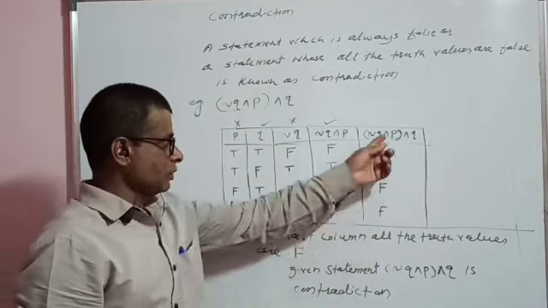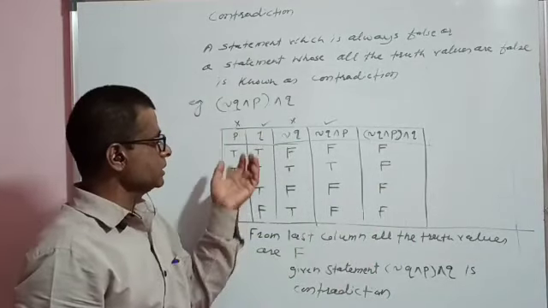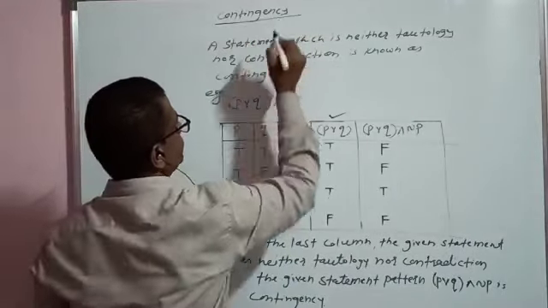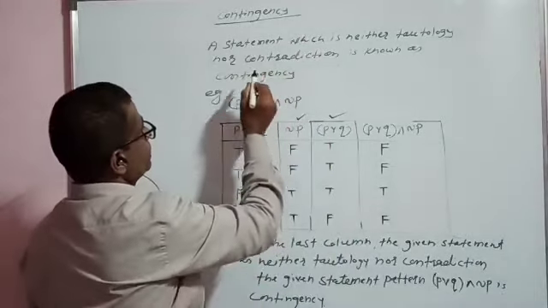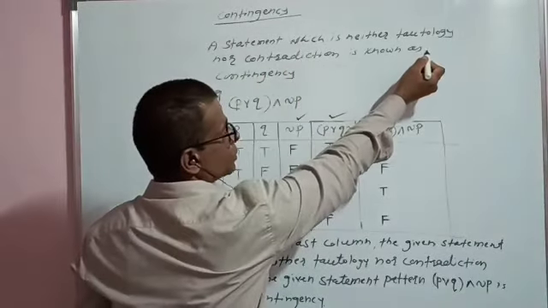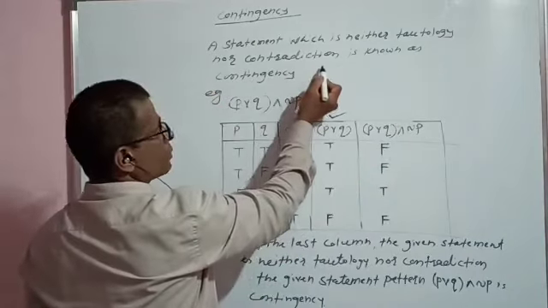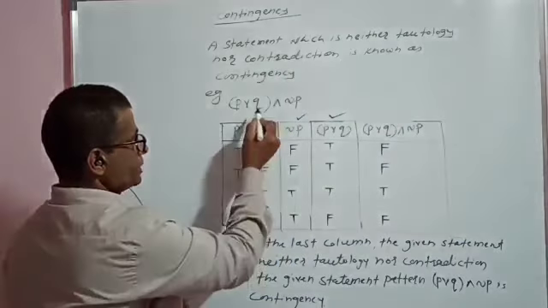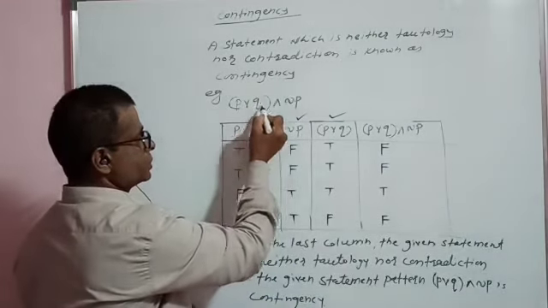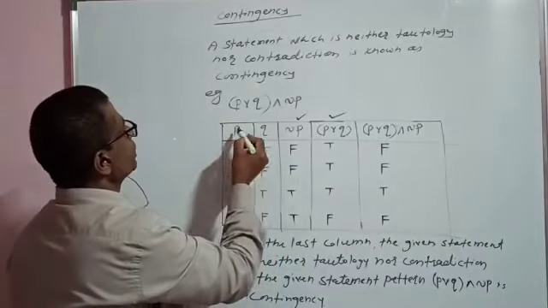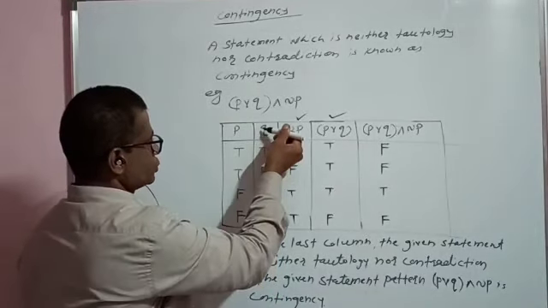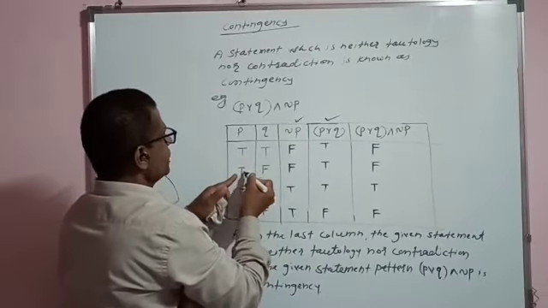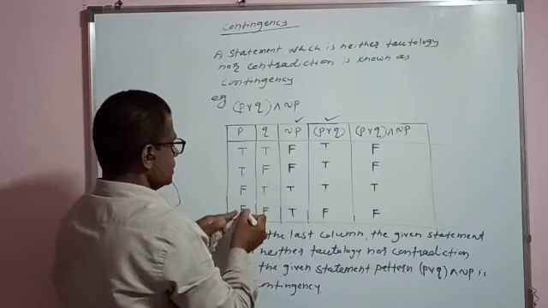If all the truth values are false, then the statement is known as a contradiction. Next is a contingency. How is it defined? A statement which is neither a tautology nor a contradiction is known as a contingency. For example, the statement pattern is P disjunction Q, conjunction negation of P. The truth values of P are T, T, F, F. Q are T, F, T, F. Negation of P: negation of T is F, negation of T is F, negation of F is T, negation of F is T.